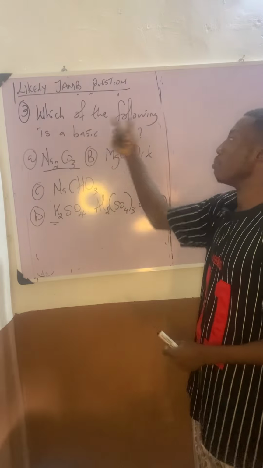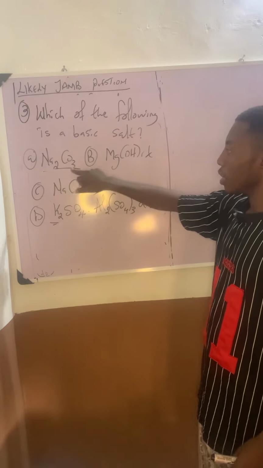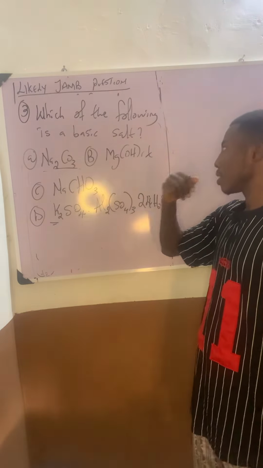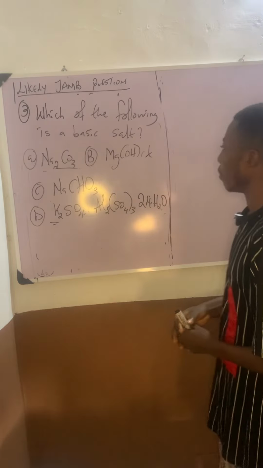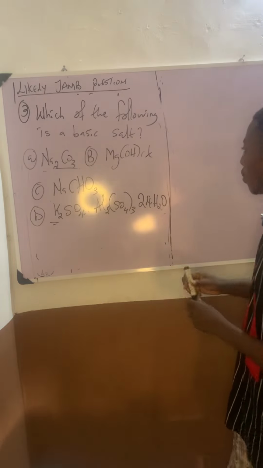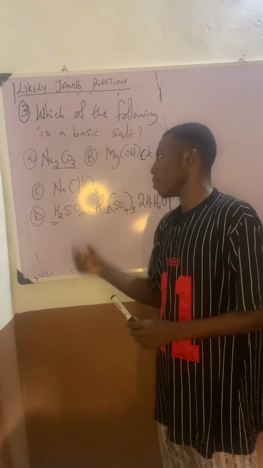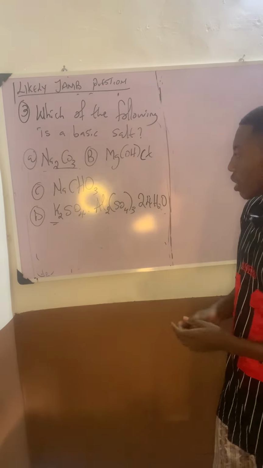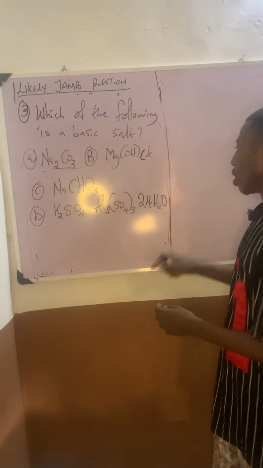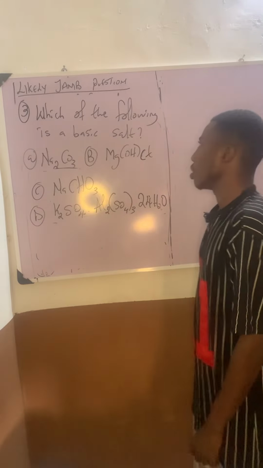Which of the following is a basic salt? First one here we have sodium carbonate. The second one we have magnesium hydroxide chloride. And the C here we have sodium bicarbonate, and here we have potassium iodide. So that's what we have here.